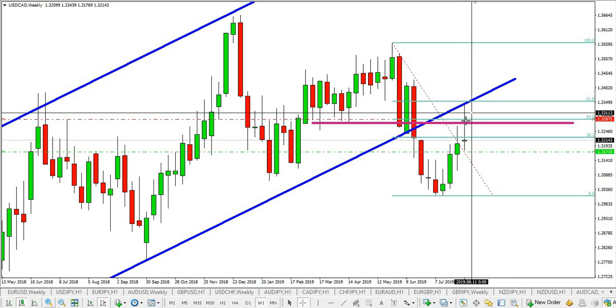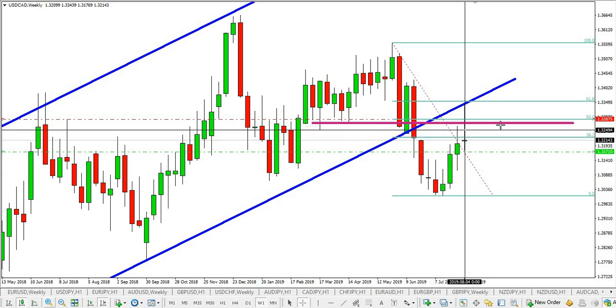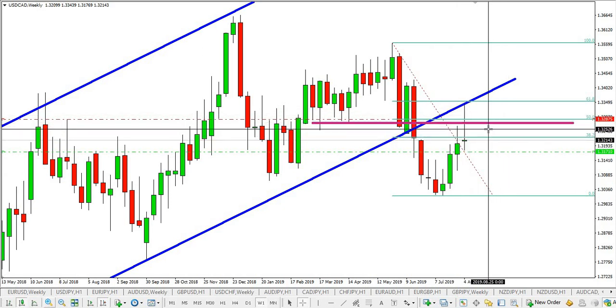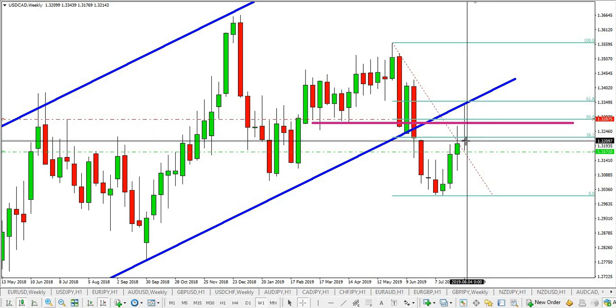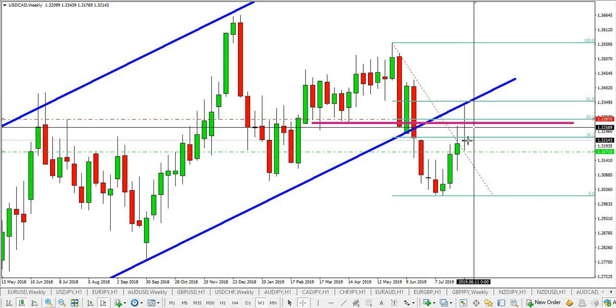It tried to go back up again, and last week it gave us this pin bar. Now, a pin bar is probably one of the biggest indicators that a bounce is about to happen, or a reversal. Why is that so? Well, it's because of the nature of the pin bar itself. It has a long wick, in this case to the upside, and a small wick to the downside.